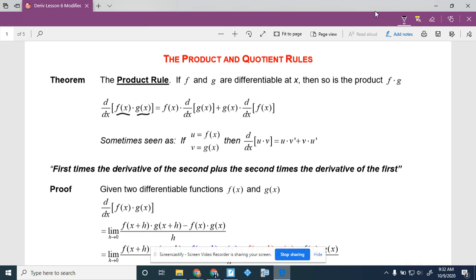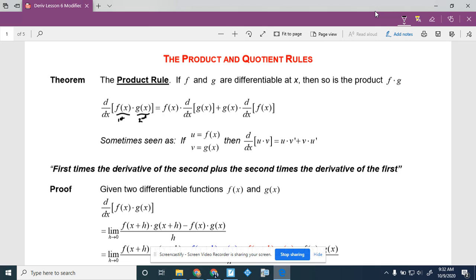The way I like to remember it is I identify f of x as my first factor in the product, and g of x as my second factor. Then the product rule says the derivative is going to equal first times the derivative of the second, plus the second times the derivative of the first. That's how I do it.